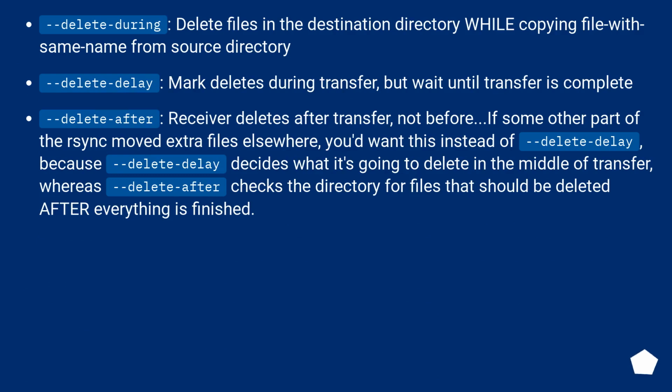Delete-during deletes files in the destination directory while copying the file with the same name from the source directory. Delete-delay marks deletes during transfer, but waits until the transfer is complete. Delete-after: the receiver deletes after the transfer, not before. If some other part of the rsync moved extra files elsewhere, you'd want this instead of delete-delay, because delete-delay decides what it's going to delete in the middle of the transfer, whereas delete-after checks the directory for files that should be deleted after everything is finished.